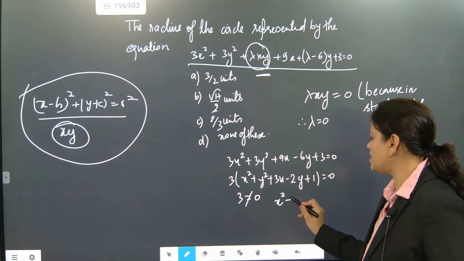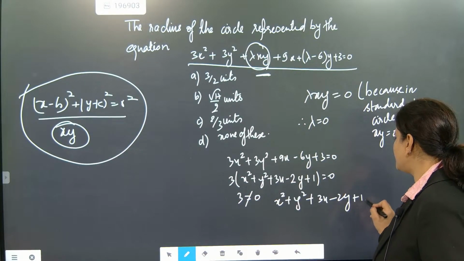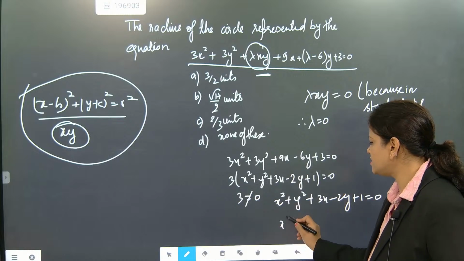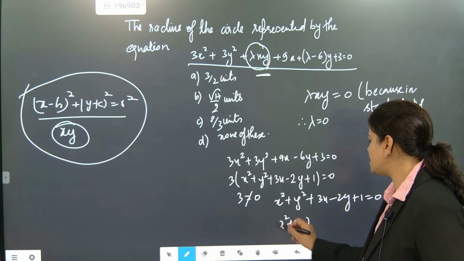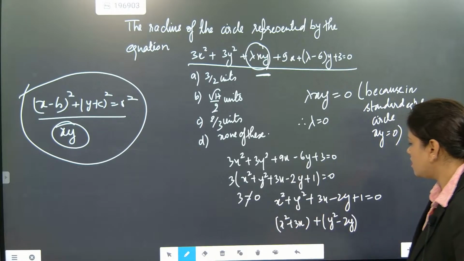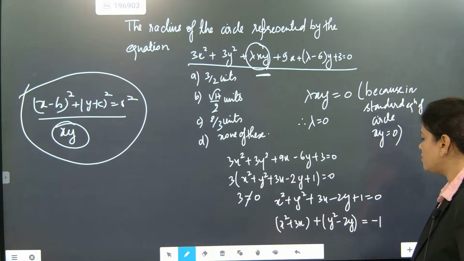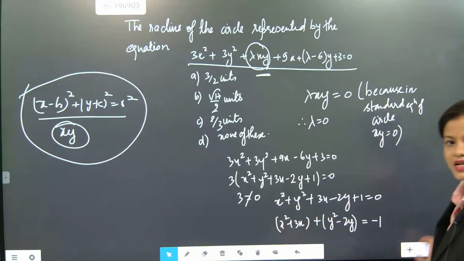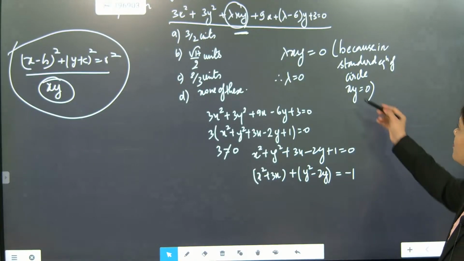So what can you write in the parenthesis? x square plus y square plus 3x minus 2y plus 1 equal to 0. Take x square plus 3x together, and y square minus 2y. Try to convert it into the standard equation, equal to minus 1. So the radius will automatically come. Lambda will become 0 now.